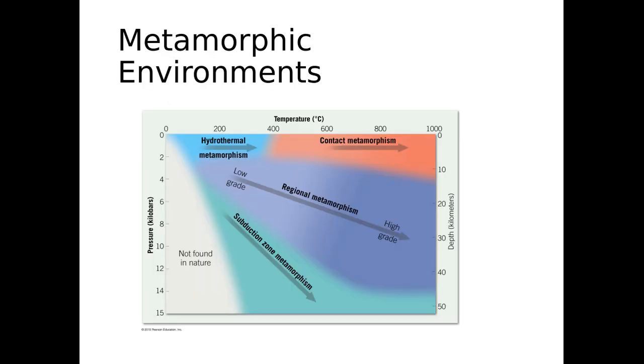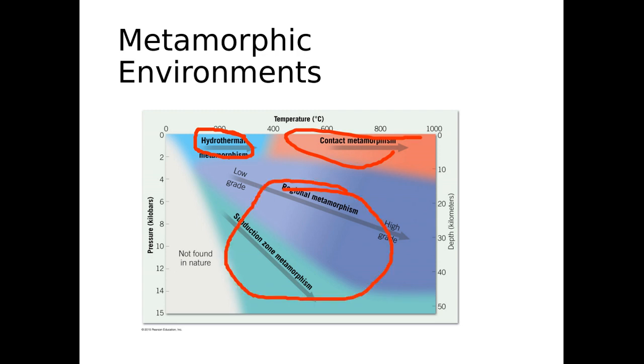So hydrothermal metamorphism happens where you've got relatively low pressure but fairly high temperature, or somewhat moderate temperature. High temperature is contact metamorphism with no pressure, and then the regional and subduction zone are very high pressure, high temperature.